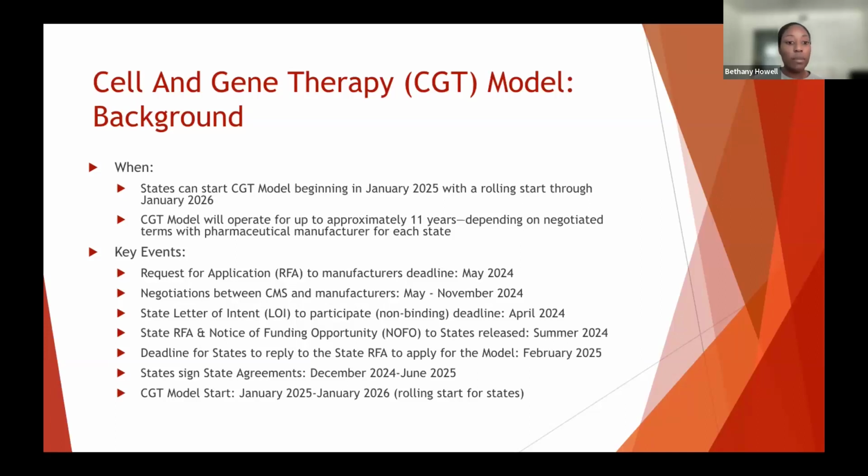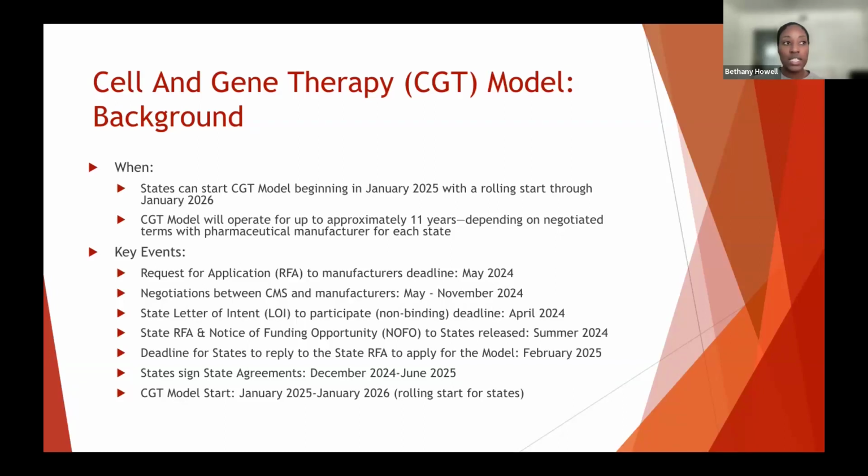So there's a request for application to manufacturers. So their deadline is May of this year, May 2024. And then negotiations between CMS and manufacturers starts in May, and that goes until November of 2024. So that's when CMS is really working with manufacturers on the terms of the agreement and what is most beneficial for the states. The state letter of intent to participate, the deadline for that is April of this year. And that's just an opportunity for states to indicate their intention to participate in the model. It's not binding.